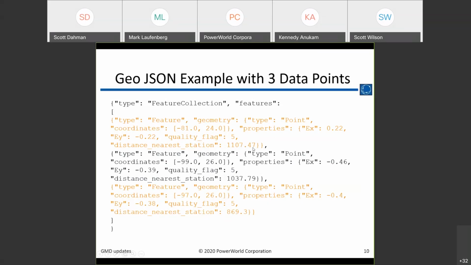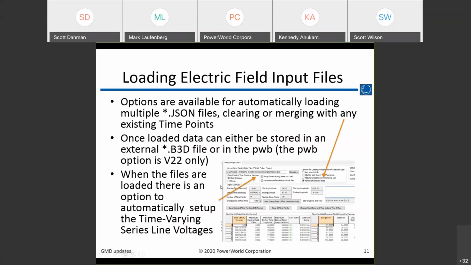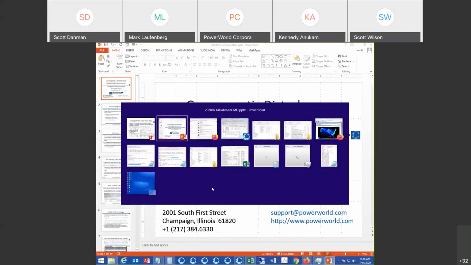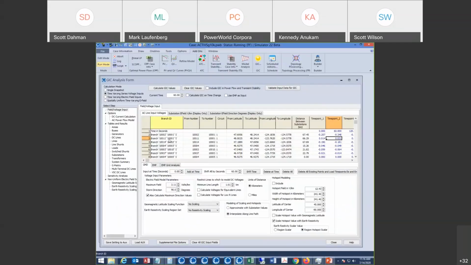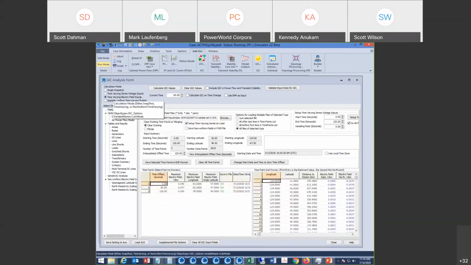So quality and then the nearest magnetometer from which that data was estimated. And then here's the second point and then the third point with the same kind of data. So let's switch over to the simulator right now. And within the GIC form, if I go to the time varying electric field inputs, this is where you can specify the data that can be input.